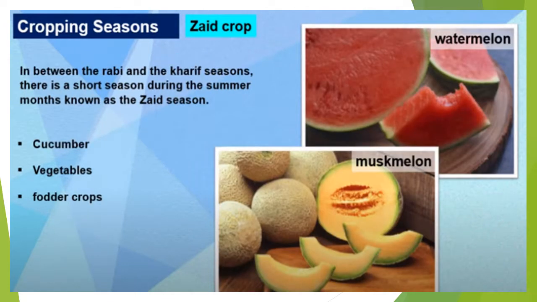Here comes Zaid crop. In between the Rabi and Kharif seasons, there is a short season during the summer months known as Zaid season. Some of the crops produced during the Zaid are watermelon, muskmelon, cucumber, vegetables and fodder crops. These fodder crops are helpful for feeding the cattle.